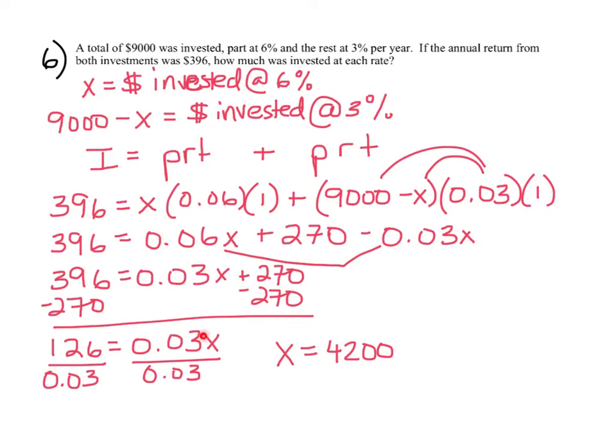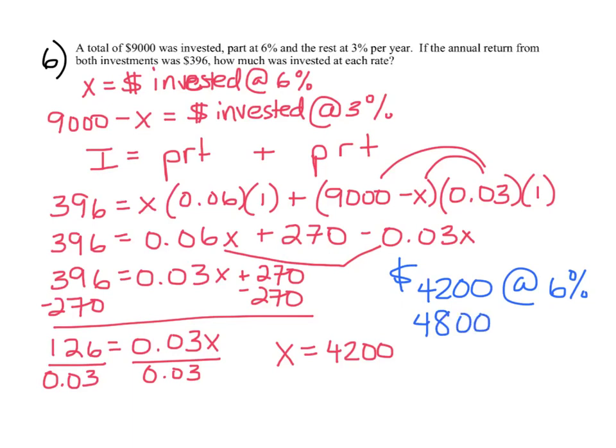We solve the equation. We got $4,200 for x, so that means $4,200 were invested at 6%. And do the subtraction. Can you hear the little buttons of my TI-84 calculator being punched? I got $4,800 for the 3% investment. Go back and double check it. You can do that really quickly on your calculator by finding 0.06 times 4,200 plus 0.03 times 4,800. And yes, indeed, I do get 396.